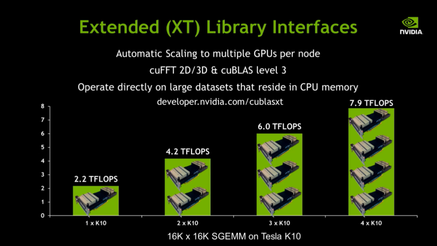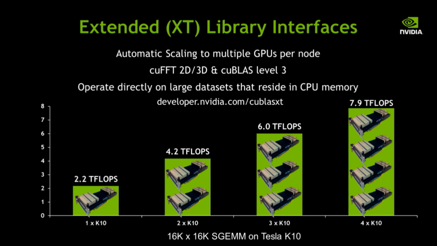So this graph shows scaling, obviously. We have a 16K by 16K SGEMM operation, so single precision matrix multiply, running on K10, which is a dual GK104 board. That's a Tesla board. And GK104 is optimized for single precision. That's why we're showing that here. But it scales, each board's 2, so we go from 2 GPUs, 4 GPUs, 6, 8 GPUs, and go from 2 teraflops up to almost 8 teraflops.